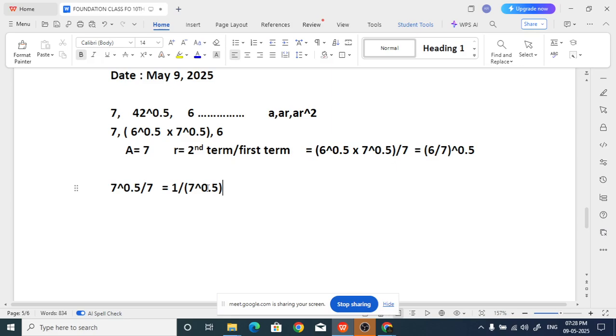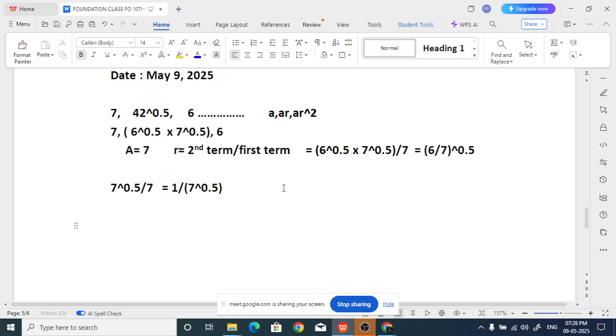1 by root 7. On the numerator you have root 6, and on the denominator you have got root 7. So I am writing root of 6 by 7, that is 6 by 7 whole power 0.5. See here, the problem for you is this 0.5 may be confusing you. In the paper you will write root, but here I cannot write the root symbol. That's why I am writing it here. So now the R is root of 6 by 7.